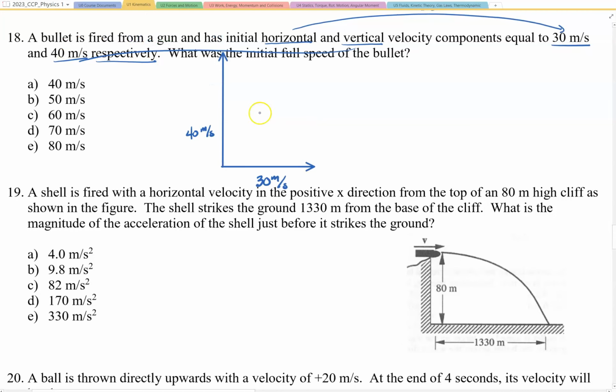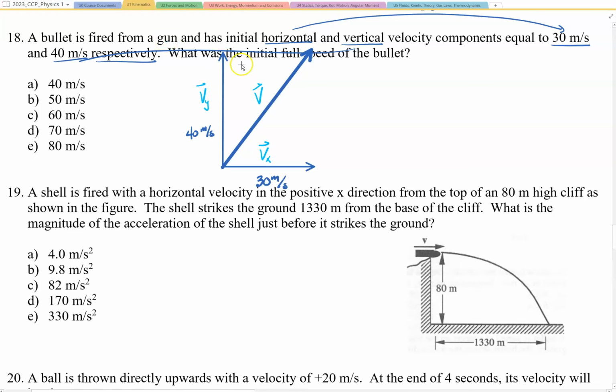I had to fix that sketch there to make it a little bit more representative. So the question is, what's the initial full speed of the bullet? Well, we have mentioned this once or twice before. The full speed would be the sum of those two vectors. We could say that the velocity vector, the true velocity of the object, is the sum of its horizontal vector and vertical vector.